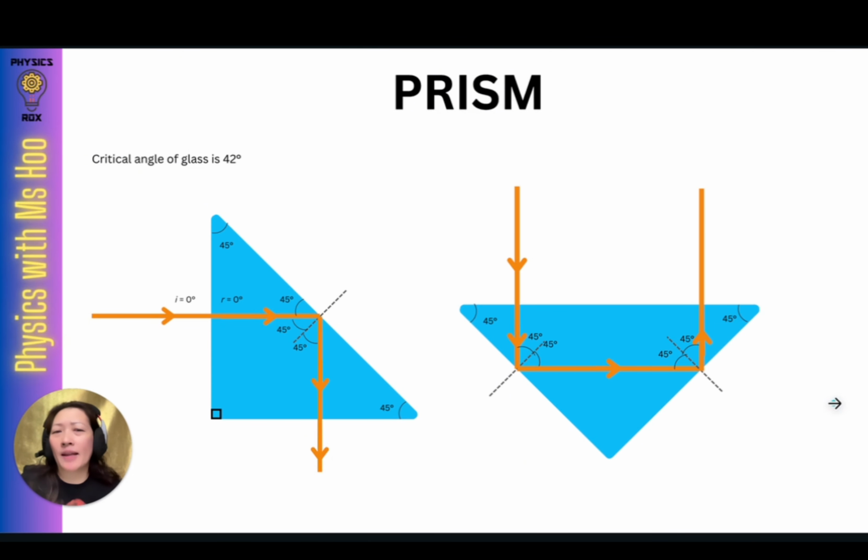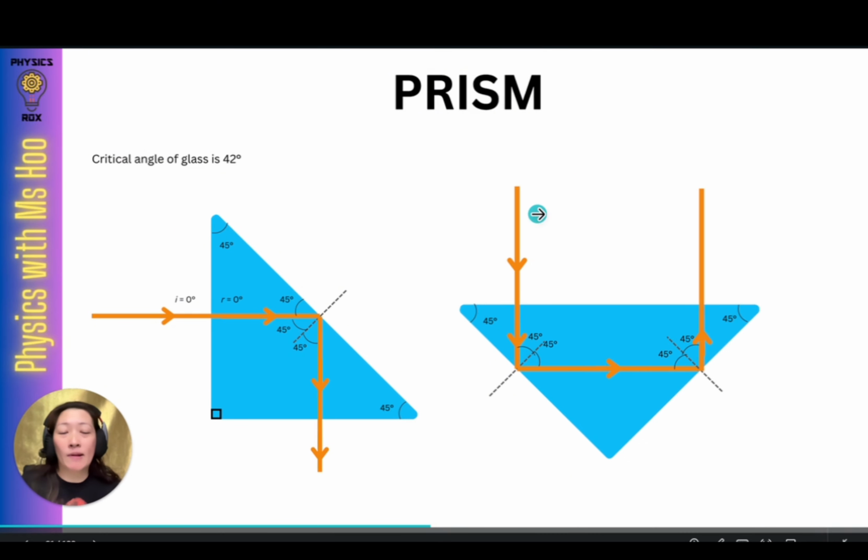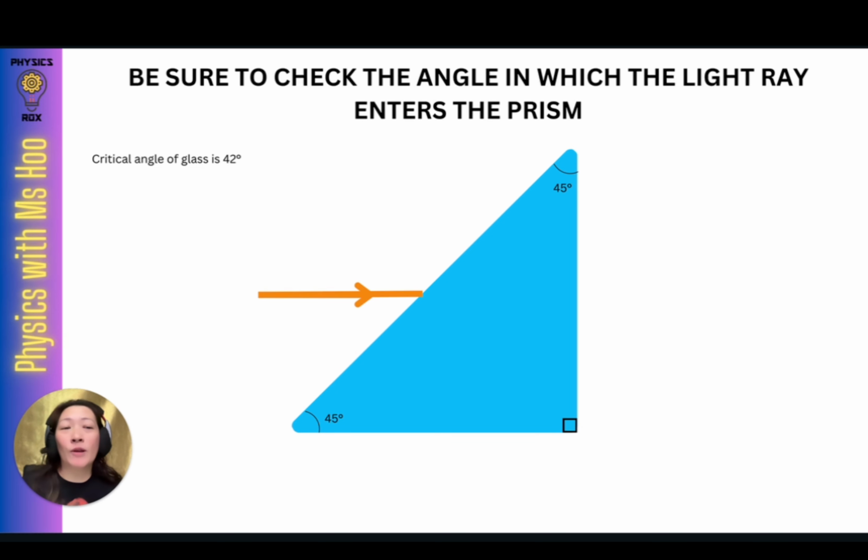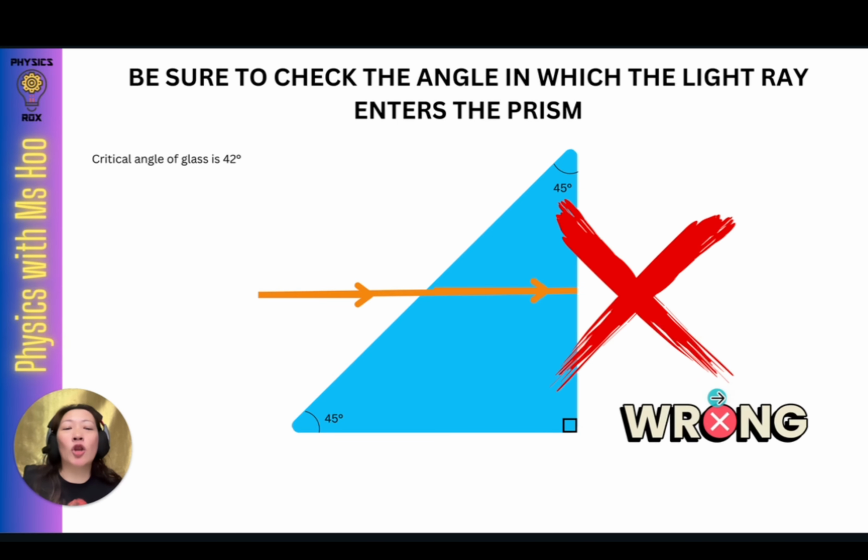We're going to take a look at some prisms with different angles, but before we go into that, remember that just because the prism has a 45-degree angle doesn't mean you're guaranteed to get light ray paths that are perpendicular to each other. You must check the angle at which the light ray enters the prism. So for example, in this situation, if you have a light ray coming in from the left like so, do not assume that the light ray is going to continue traveling in a straight path like this. This is wrong. Why? Because at this point, the incident angle is not 0 degrees.